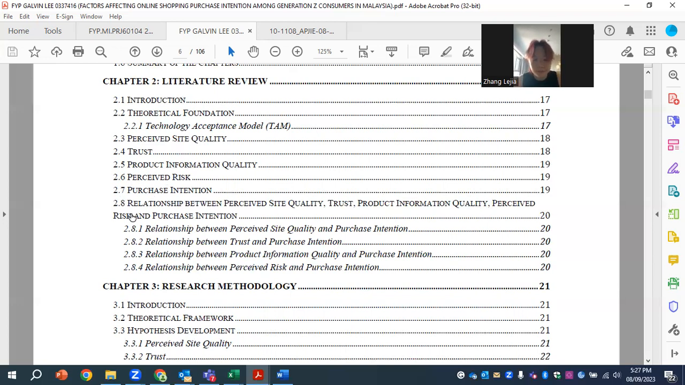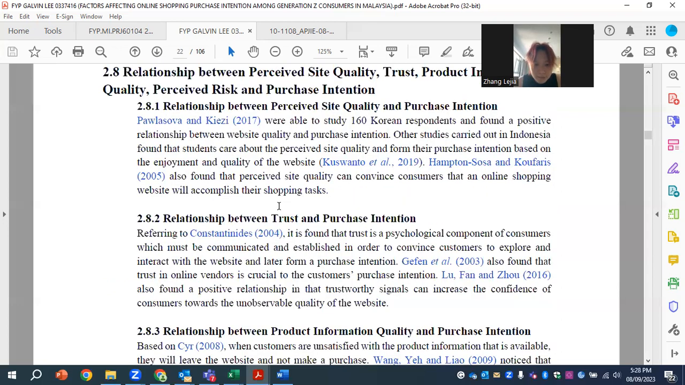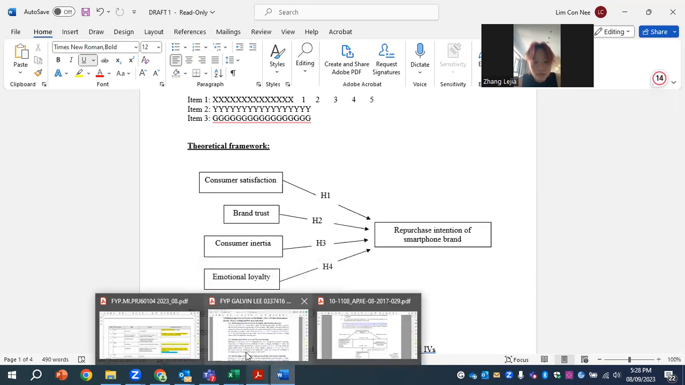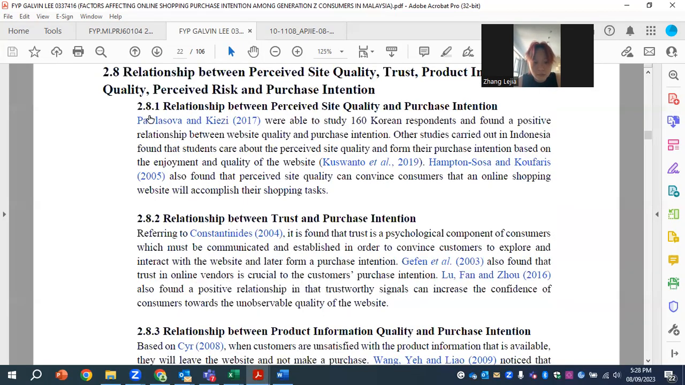Yes. Okay. Then the second part is the relationship. Relationship means you're looking at, for example, the diagram. Look at this diagram. So for chapter 2, I will write about everything about customer satisfaction. This is my literature review on the first IV. Second one, I will write about brand trust. Third one, I write about inertia. Fourth, emotional loyalty. Then I move to relationship. Can you see? Then I move to writing about relationship.